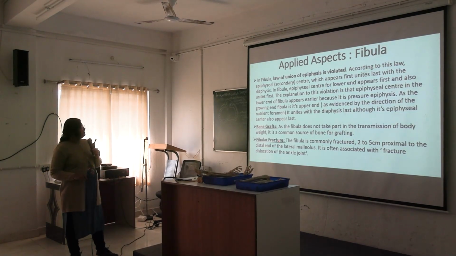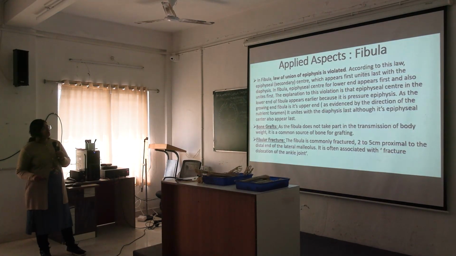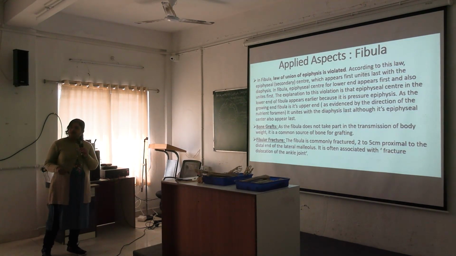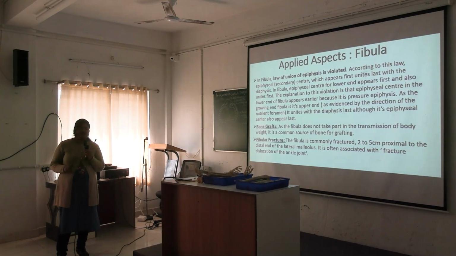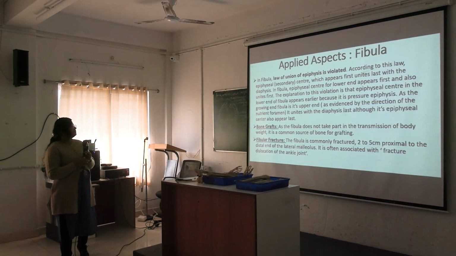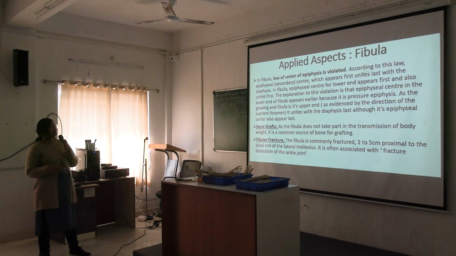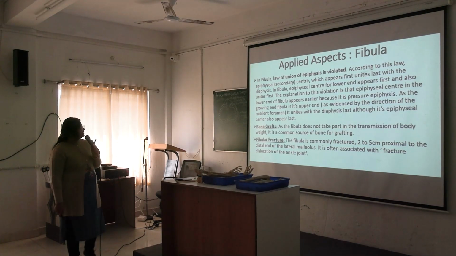Next is fibular fracture. The fibula is commonly fractured 2 to 5 centimeters proximal to the distal end of the lateral malleolus. So near the lower end is the most common fracture site. And neck fracture is given in your theory. You will be asked: given a patient with neck fracture comes with these symptoms, how will you diagnose the case? And the rest of the question will be asked. So the most common site is this, 2 to 5 centimeters proximal to the distal end of the lateral malleolus. It is often associated with fracture and dislocation of the ankle joint. Okay, understood? So these are the clinical aspects.